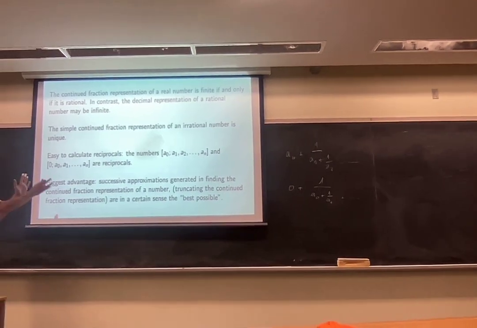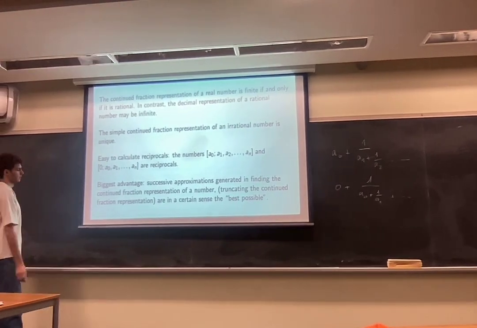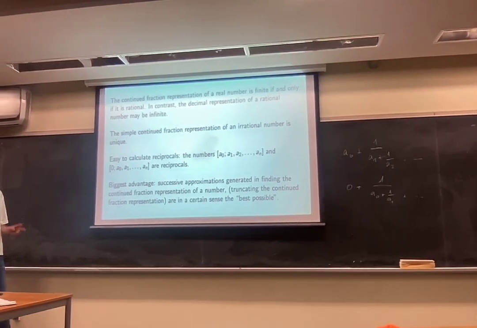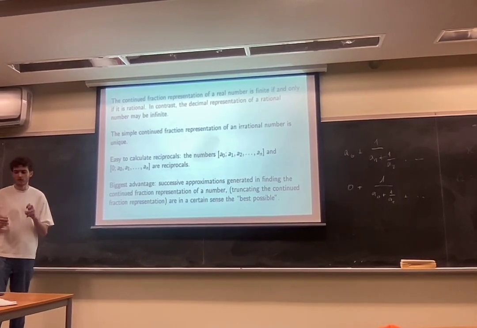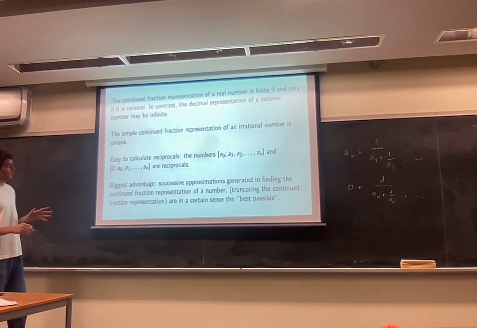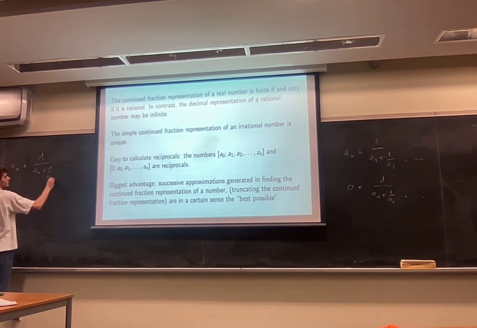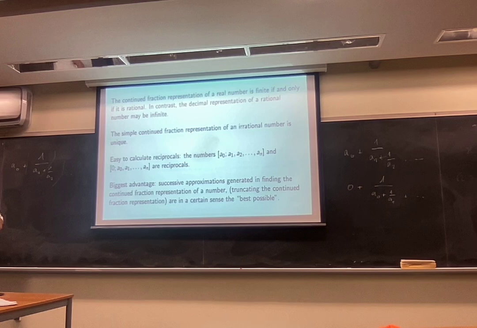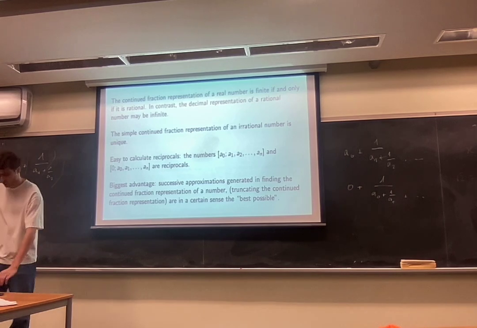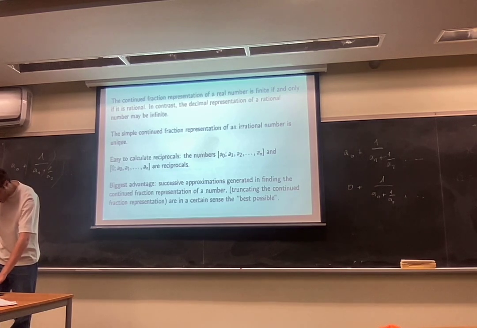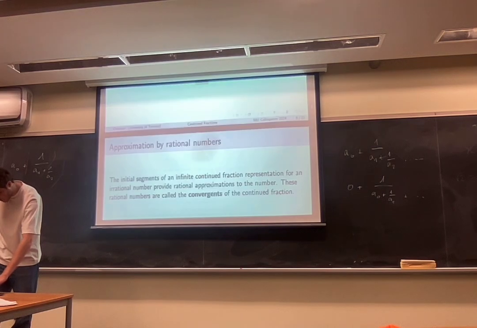But the most useful application would be that successive approximations generated by truncating your continued fraction representation give you, in a certain sense, the best possible approximation to your irrational number, right? Meaning that if you have some continued fraction A0, and so on, then truncating it every time gives you the best possible approximation to your irrational number. So what exactly do we mean by best possible approximation?